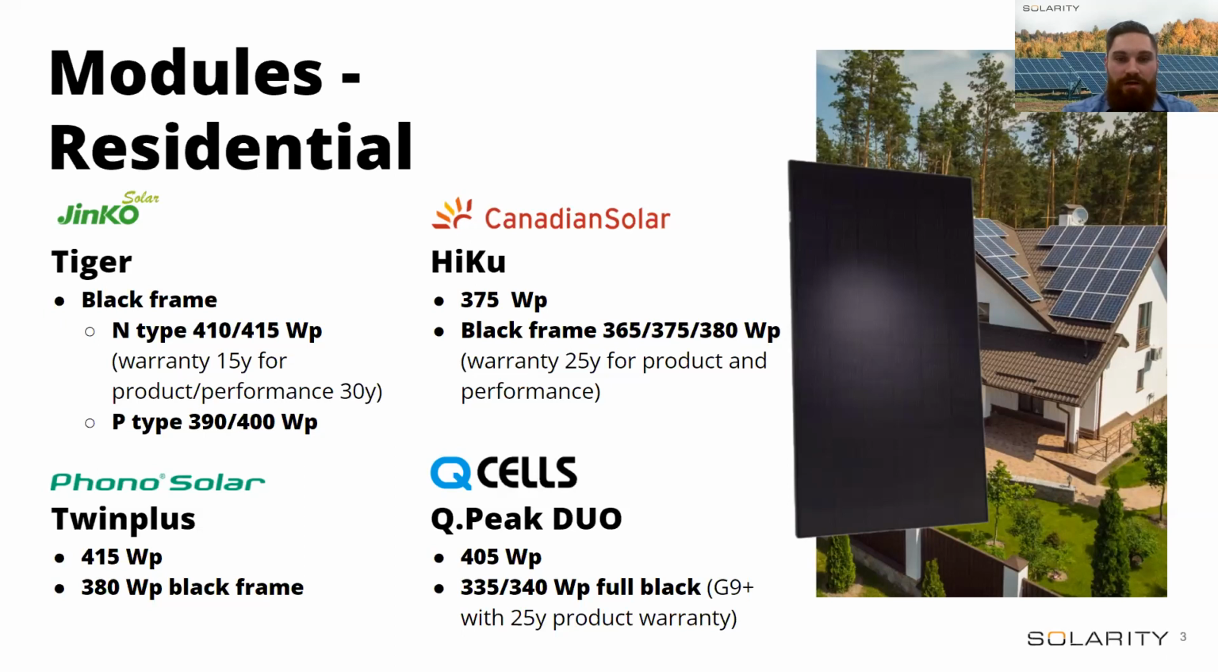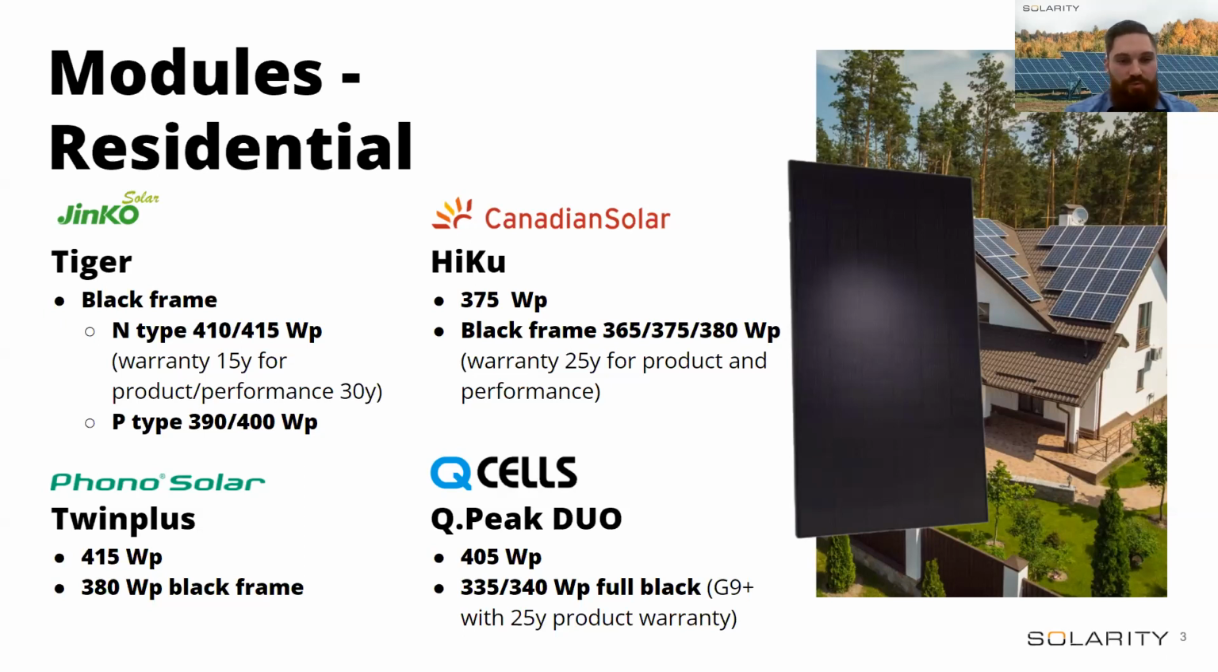In the Canadian Solar case, there is the HiKu series for silver frame, 375. And in the case of black frame, there is an interesting offer or promotion from Canadian for 365 up to 380. If you install these black frame modules on a residential project, on a rooftop, and you take a picture, then there is a possibility to extend the warranty up to 25 years for product and performance.